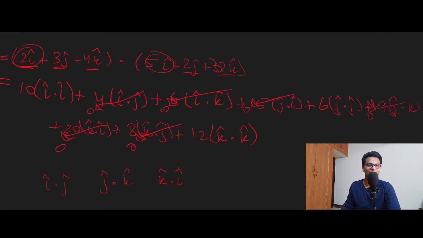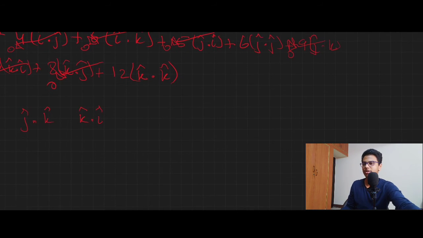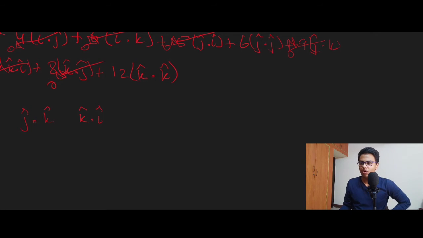What does this basically mean? We are basically doing magnitude of, let's say, k cap dot I cap, right? So magnitude of k cap times magnitude of I cap into cos theta. What is the angle between I cap and j cap, or I cap and k cap, and j cap and k cap? What is the angle? Angle is 90 degrees. So we can go ahead and write this as 90.